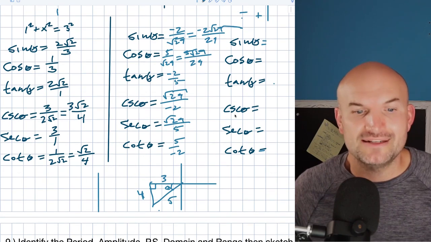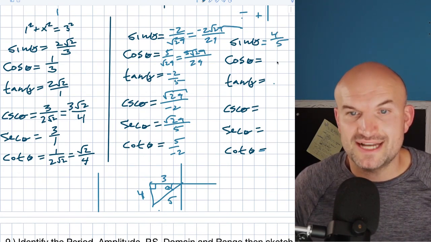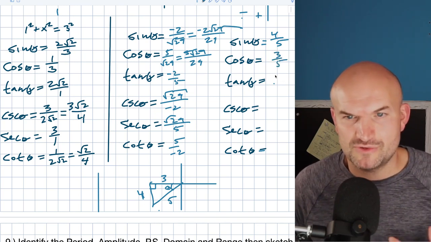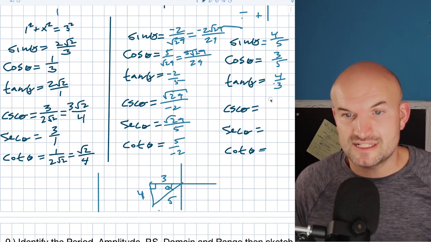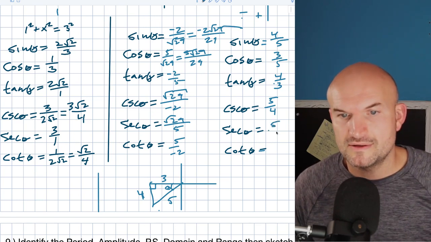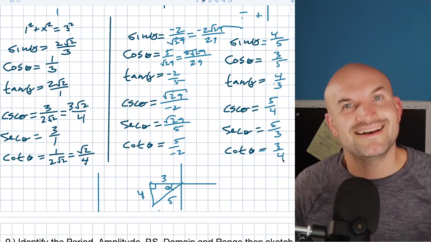All right, so sine is opposite over hypotenuse, 4/5. Cosine is adjacent over hypotenuse, 3/5. Tangent, opposite over adjacent, which we already had, is 4/3. Cosecant is just the reciprocal of sine, so that's 5/4. Secant, reciprocal of cosine, 5/3. And cotangent, the reciprocal of tangent, is 3/4. Voila.